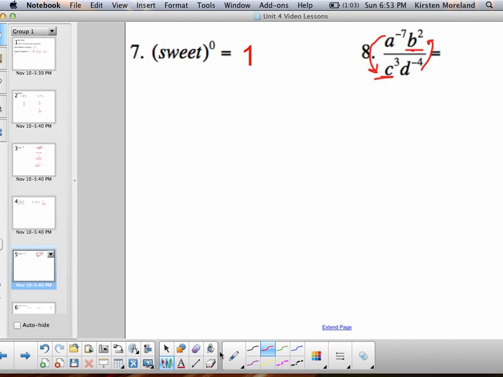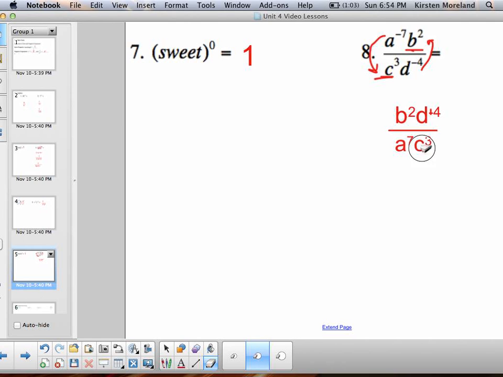So my final answer is going to be B squared on top. The D, oh excuse me, that should become a positive 4 now because I moved it to the top. Right? And on the bottom, I'm going to get a to the 7th, c to the 3rd. So notice my d should be a positive exponent, my a should be a positive because I've switched them around.